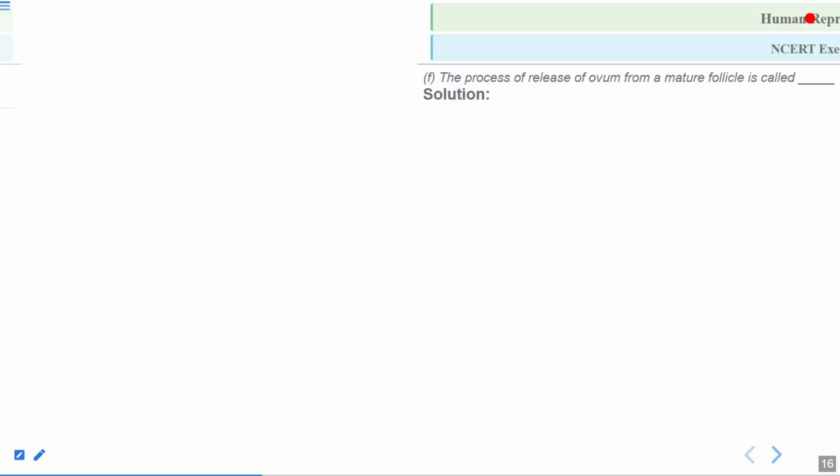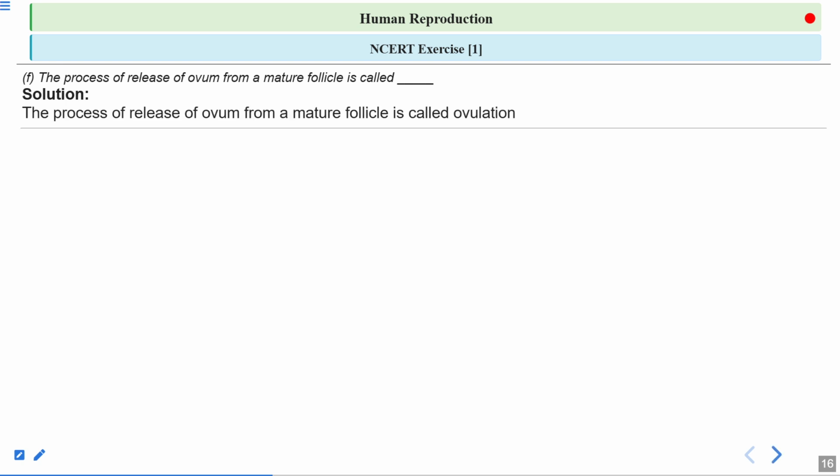Let's have a look at the answer now. So answer will be ovulation. The process of release of ovum from a mature follicle, this is called ovulation. Or simply, ovulation is release of the egg, which occurs in the mid of the menstrual cycle.